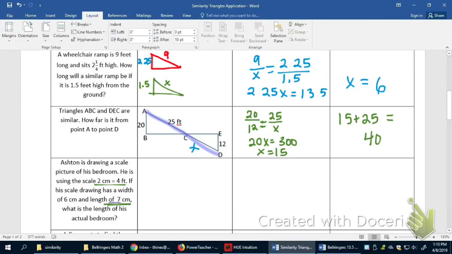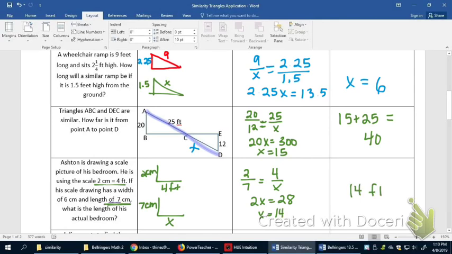So the picture here can be kind of like the picture that we did above with the inches and feet if you want it to be. Like 2 centimeters, 4 feet. And then the 7 centimeters is going to go where centimeters is, up there with the 2, and we're looking for the feet. So if we set it up, we would have 2 over 7 equals 4 over x. Cross multiply, so 2x is 28. Divide by 2, you get 14. That means that his bedroom is 14 feet long.